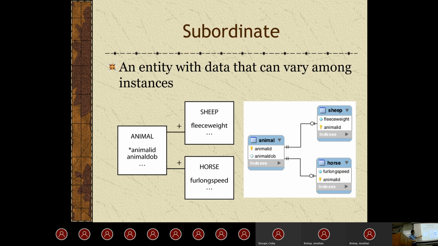So this is going to inherit the attributes from whatever the parent entity is here. So in this case, horse, we also want to know the animal ID and date of birth of it. But in this case, we're going to add in the furlong speed only for the specific things that are actually horses. So imagine we had a farm, and we had 5 pigs, 5 sheep, and 5 horses. So we would actually only have the fleece weight for the sheep. But we wouldn't have the fleece weight for the pigs.